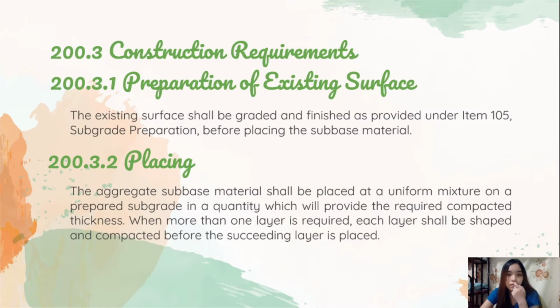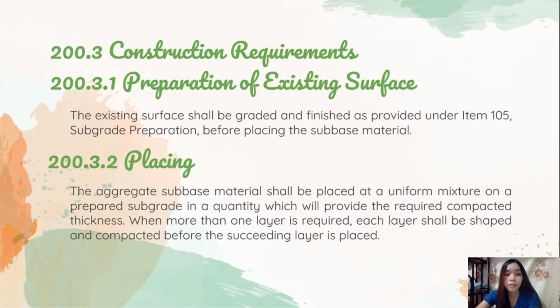The next is the construction requirements. 200.3.1 is the preparation of existing surface. The existing surface shall be graded and finished as provided under Item 105, which was discussed by the previous reporters, for the subgrade preparation before placing the sub-base material.